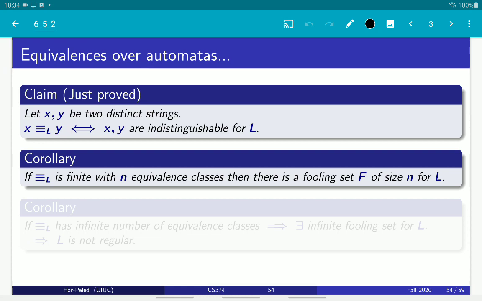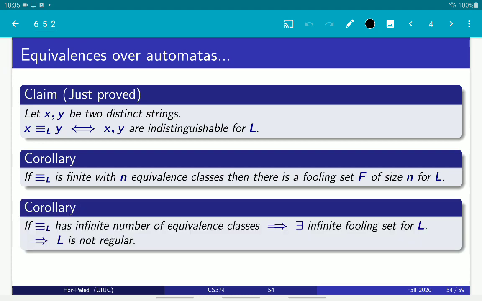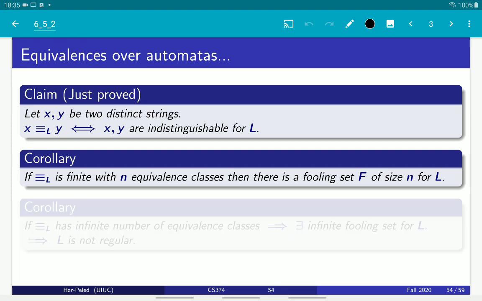And now the key observation is that if x and y are equivalent, then they're indistinguishable according to the language. We proved that. In particular, if this relation has n equivalence classes, then there is a fooling set for this language with n strings, right? And the proof of that is pretty easy, right?